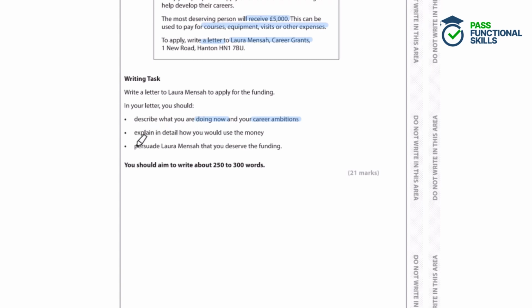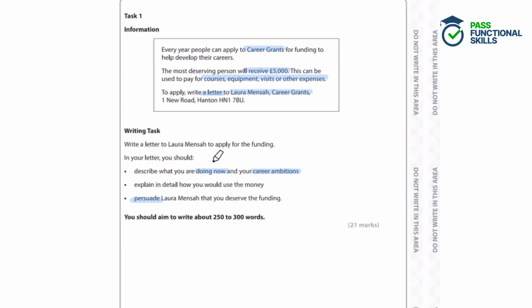And then finally we've got to persuade Laura Mensa that you deserve the funding. So we want to be using persuasive techniques throughout our writing here. And because we are applying for a career grant, that's quite a professional thing to do. We want to be using formal language throughout. And finally, we've been told here that we need to try to write 250 to 300 words overall. So try to make sure that you stay roughly within that word count.